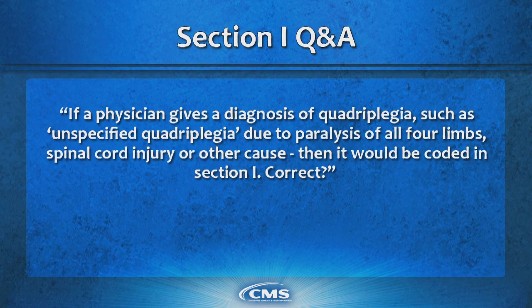Now, you mentioned that some of the diagnoses listed on the MDS 3.0 have accompanying examples of diseases to be included. Here's a question from a provider in the state of Florida about a diagnosis that does not have additional examples. If a physician gives a diagnosis of quadriplegia, such as unspecified quadriplegia due to paralysis of all 4 limbs, spinal cord injury, or other cause, then it would be coded in Section I, correct? Shelley, can you give us some insight into coding quadriplegia?